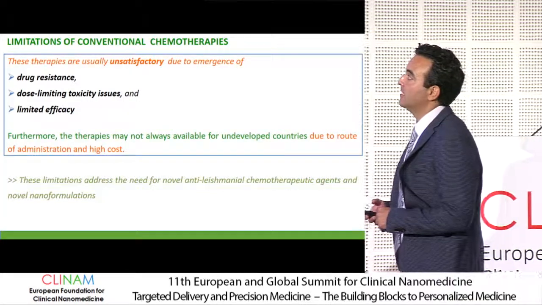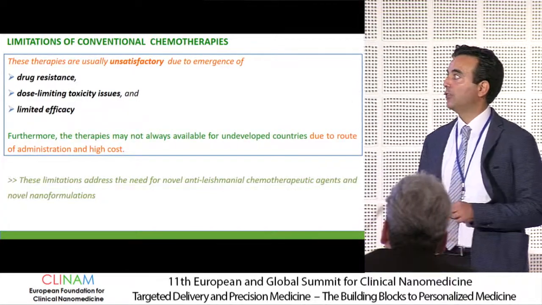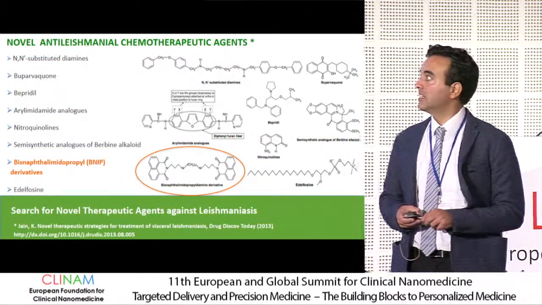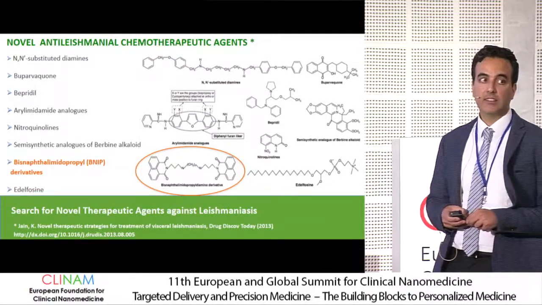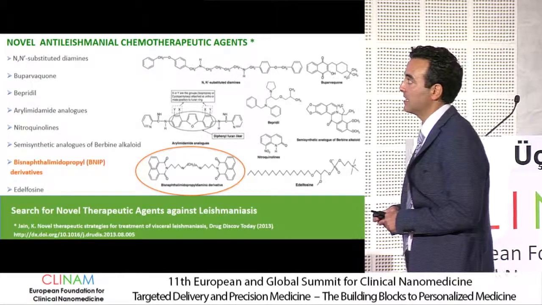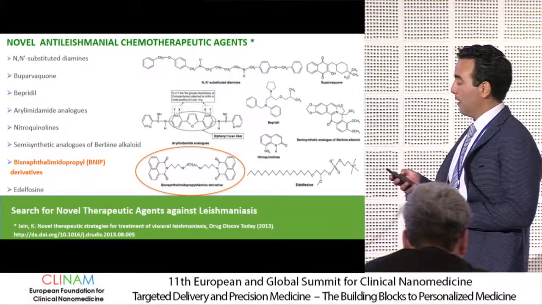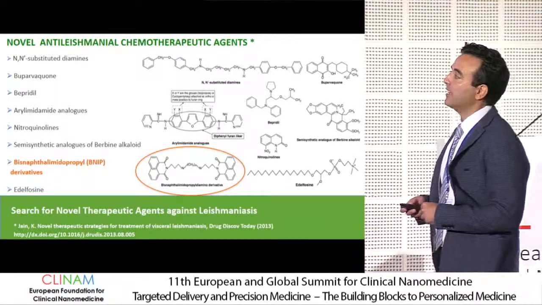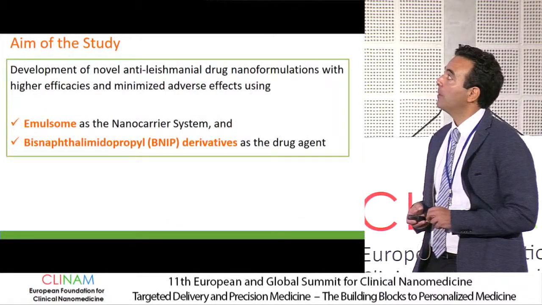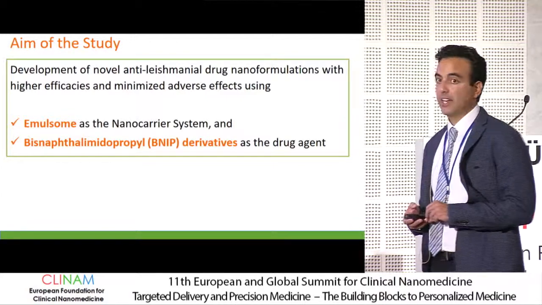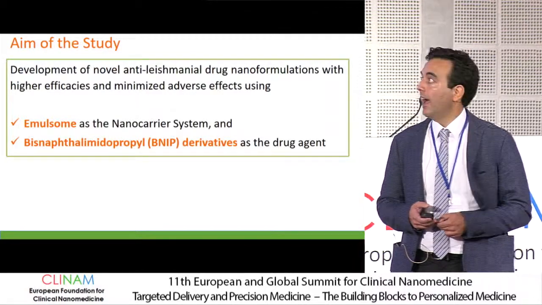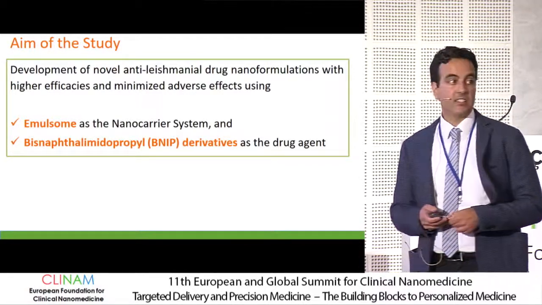These limitations address the need for novel anti-leishmanial chemotherapeutic agents and novel nanoformulations. Addressing these requirements, in recent years there are several new drug candidates which are found to be potentially effective against Leishmaniasis. Among them, I would like to underline bis-naphthalimidopropyl (BNIP) derivatives. The aim of our study is to develop a novel anti-Leishmania drug nanoformulation with higher efficacies and minimized adverse effects, using emulsions as the nanocarrier system and bis-naphthalimidopropyl derivatives as the drug agent.